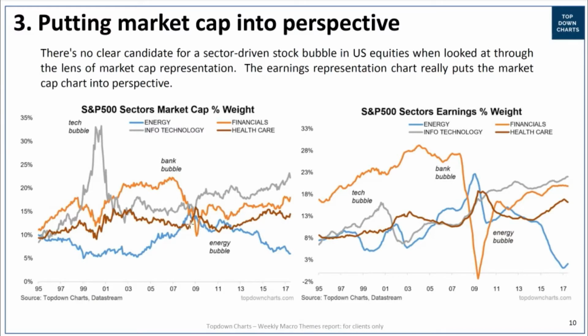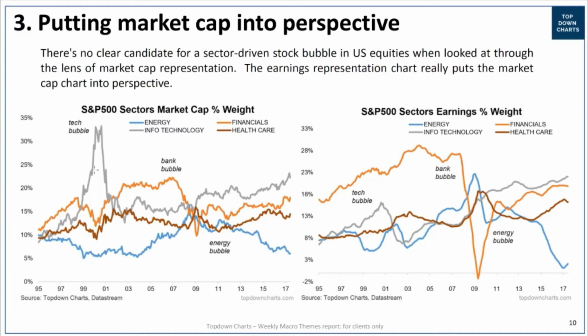These are the GICS sectors. Now this is market cap percentage weight, or market cap representation. So the market cap of that sector divided by the total market cap of the index. You can see here the first one that stands out is information technology. The .com boom really was a boom driven and concentrated by one sector.